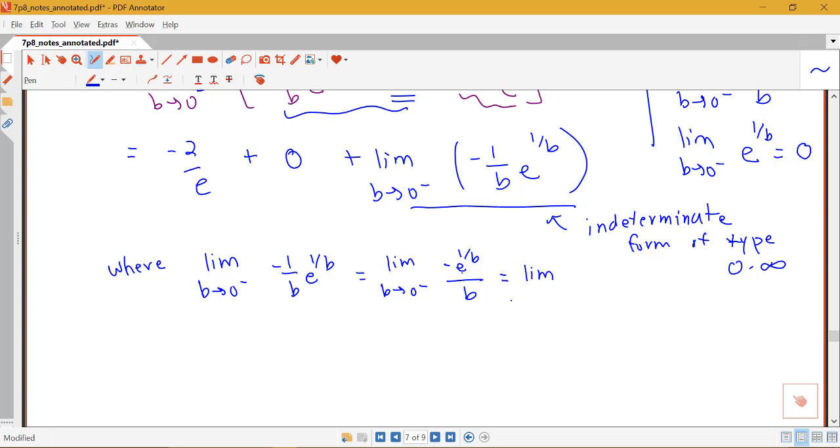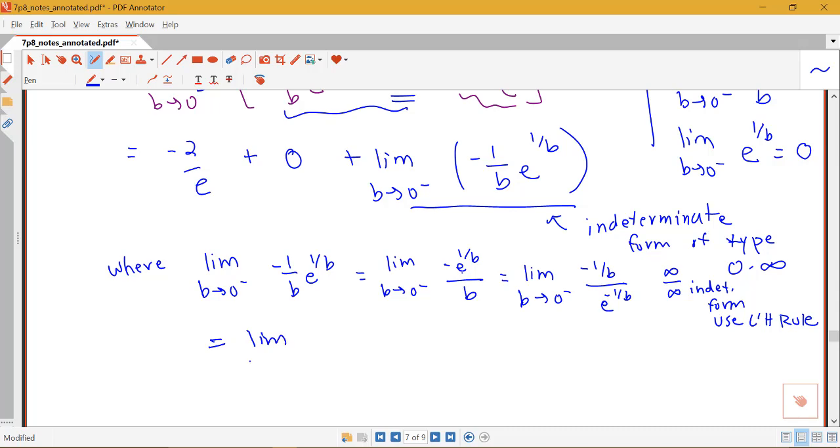So instead of doing L'Hopital's rule on that, we can also write this as negative 1 over b over e to the negative 1 over b. Okay, so putting the reciprocal of b in the numerator and then making our exponent here negative and putting it in the denominator. So notice that this here is now an infinity over infinity indeterminate form. And so we're going to use L'Hopital's rule on that particular form.